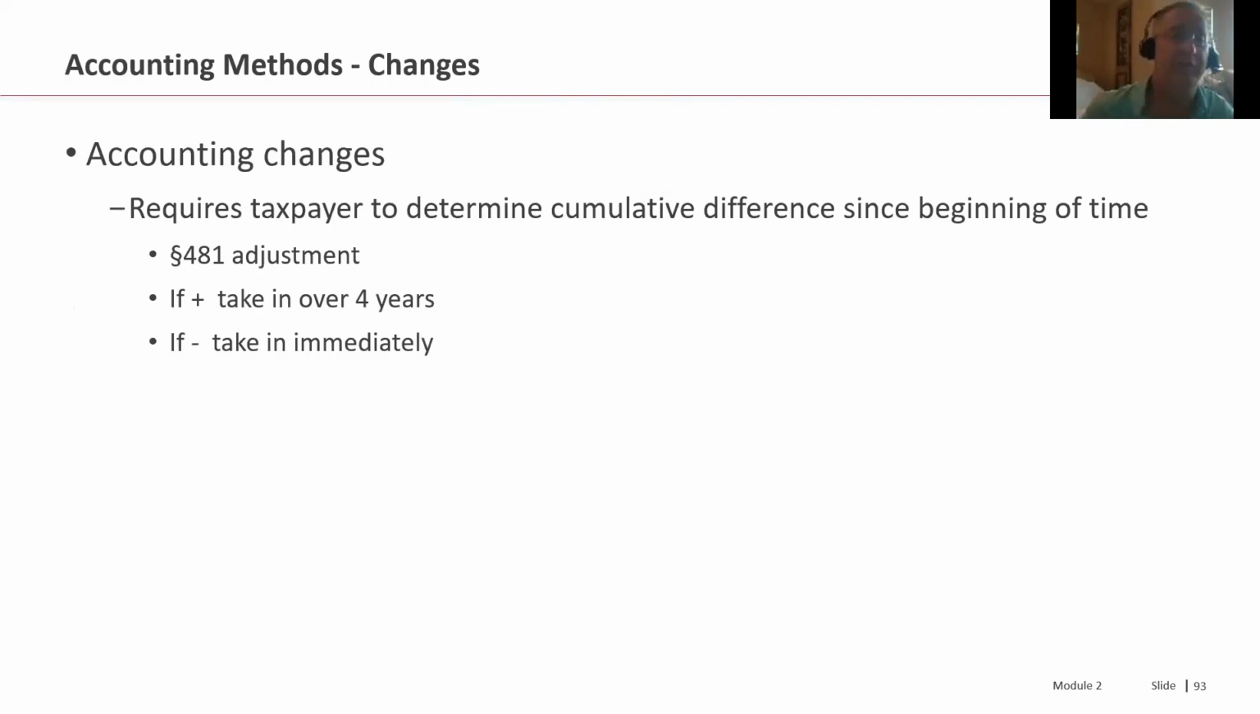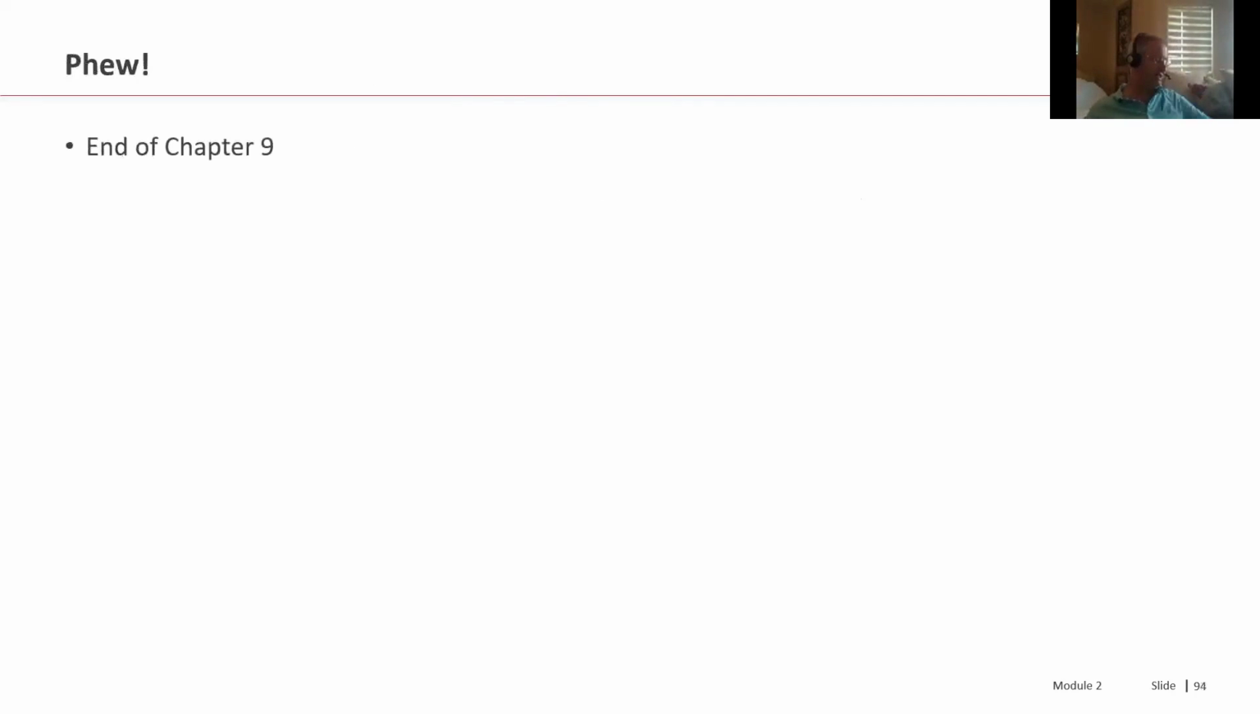So if you go through an accounting change, what you have to do is measure the cumulative difference since the beginning of time. That's your 481 adjustment. If it's positive, meaning if it's income increasing, they actually let you take it in over 4 years. If on the other hand, it's income decreasing, which is good, that lowers your taxable income, then you take it immediately. That's pretty good rules. Okay, that brings us to the end of chapter 9.